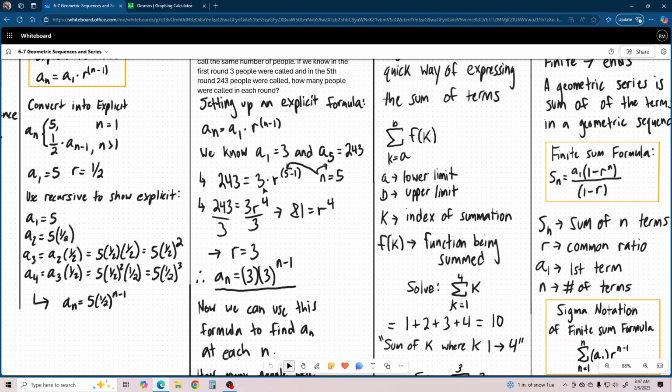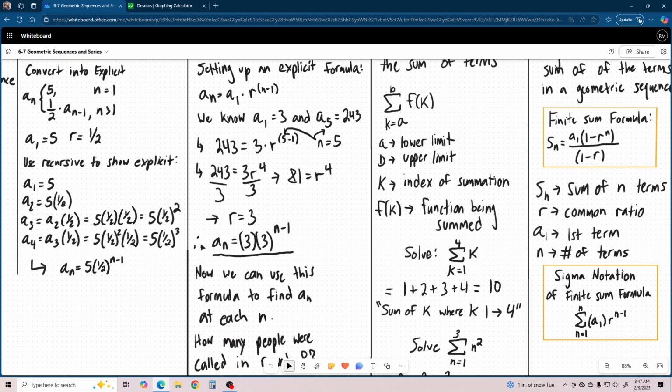But this is what we're going to do to try to solve for r. So we have 243 equals 3 times r to the fourth. The first thing you're going to do to get r to the fourth by itself is divide by 3, and then you'll get 81 equals r to the fourth. Take the fourth root of both sides. The fourth root of 81 is 3. So r equals 3.